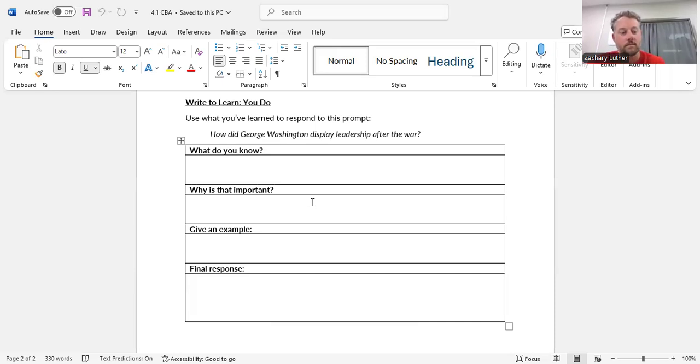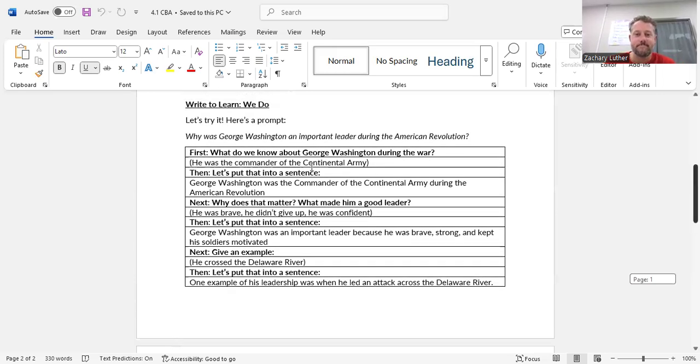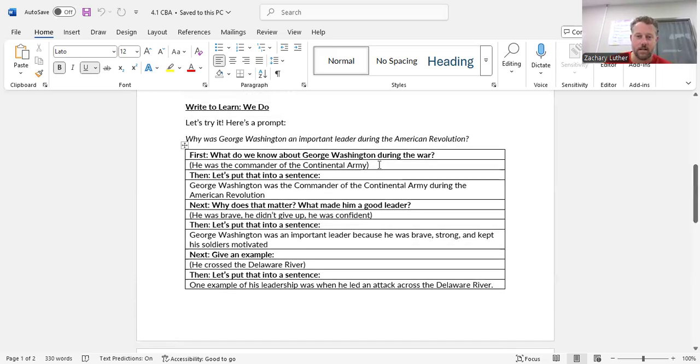So you would differentiate your pace depending on who it is and what their needs are. Exactly. Okay. That makes sense, because if you threw all four of those, the what do you know, why is it important, give an example, final response, you may only get for some students one great answer, and then the rest of the three are just kind of quick. They thought they were done. Yeah, you kind of did. I wanted to do this part here, the we do, because I don't want them to directly paraphrase it, but it kind of gives you an idea of what you're looking for, right?